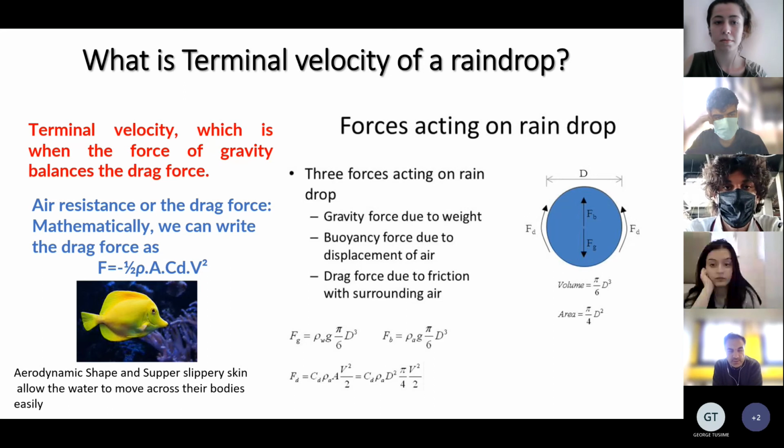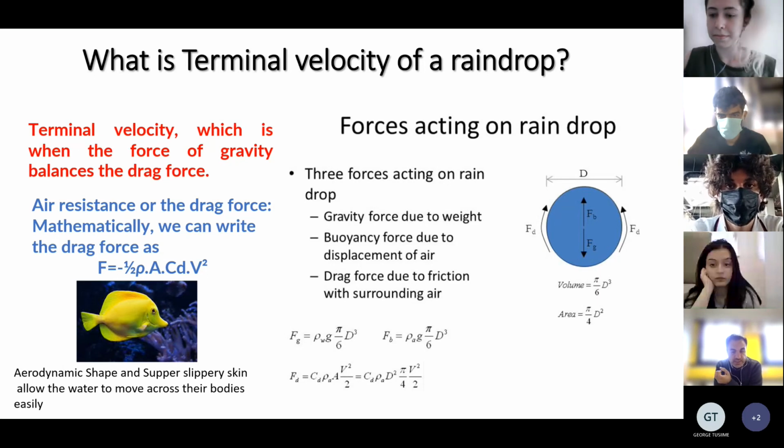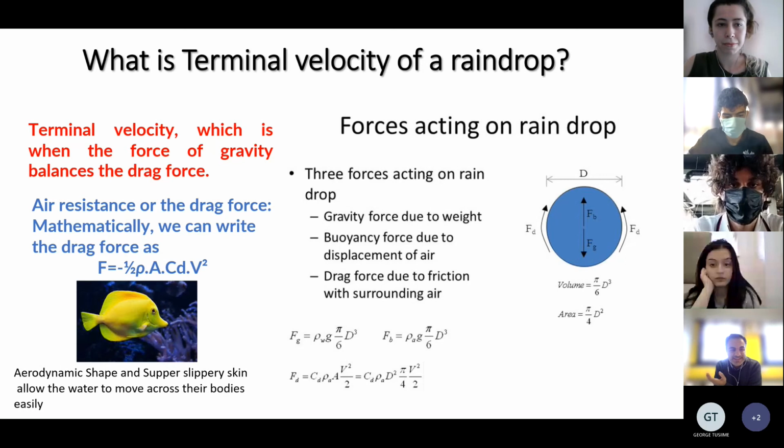So why does the velocity remain constant? This is due to the balance between the force that creates this motion, which is gravity, and the force that resists the motion, which is air resistance. Okay.